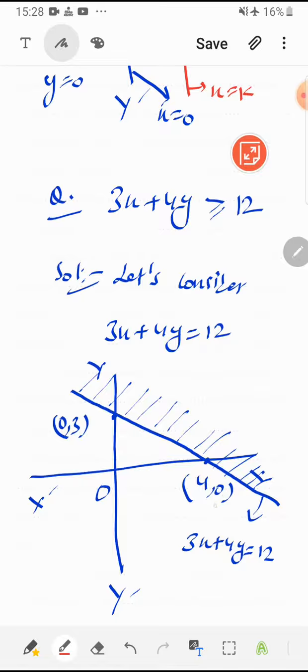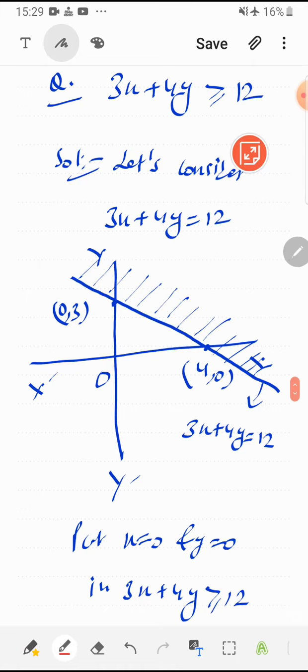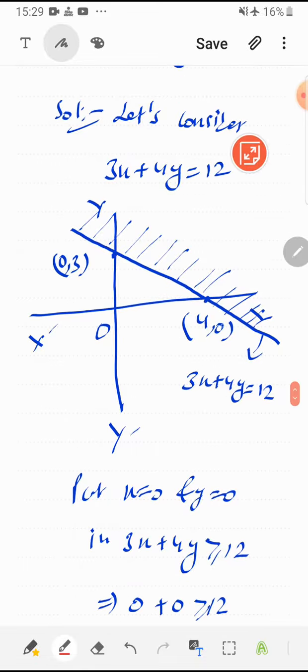In case these x and y coordinates are not in proper fraction or proper decimal, you can find any other point. It depends upon you, but I recommend that you try to find the points by putting x is equal to 0 and y is equal to 0. If they are in proper decimal, then use those points. So (0, 3) and (4, 0) are the points. Now I have drawn the line.